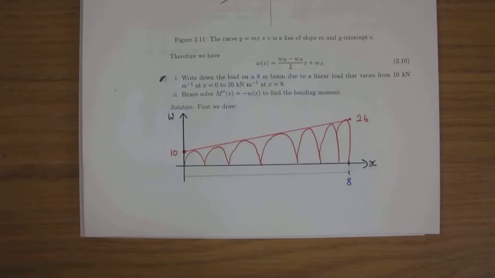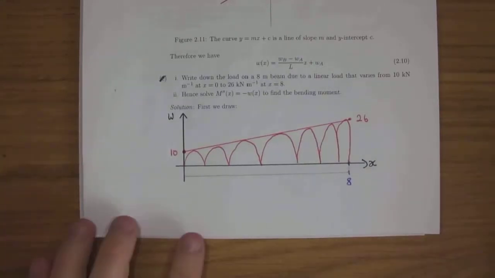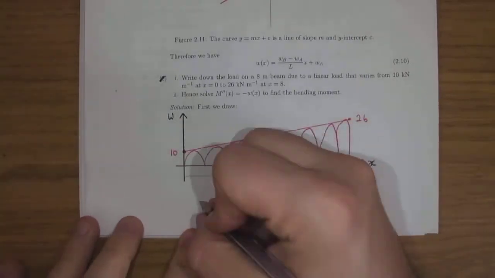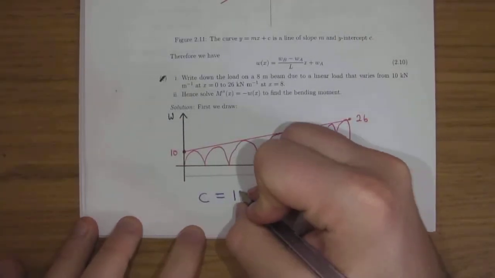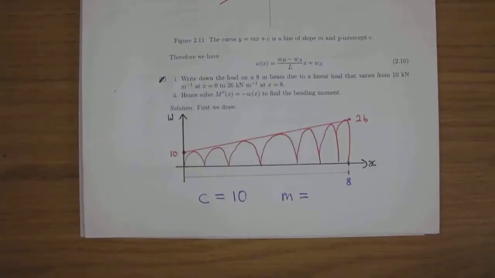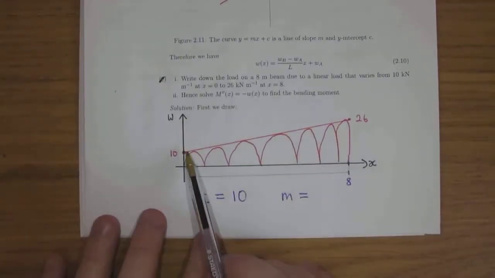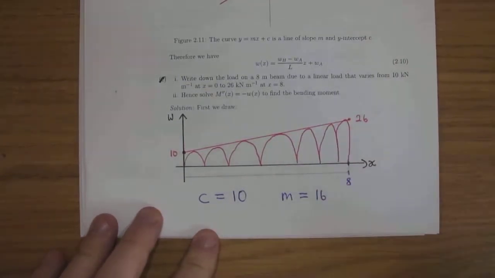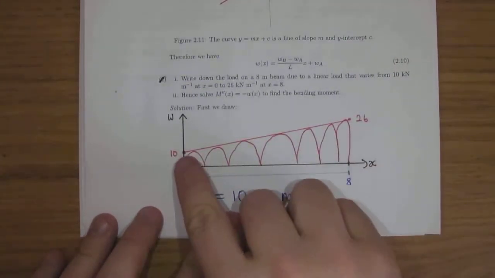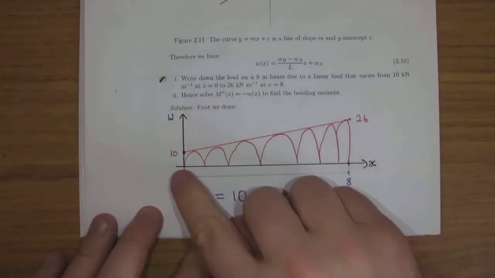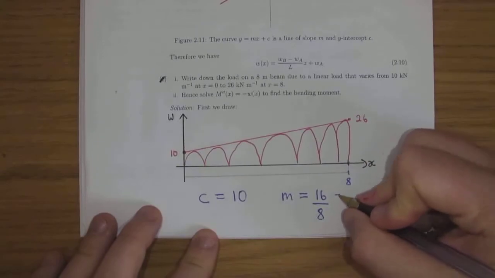So we're going to run with y equals mx plus c. The c is where it cuts, which is 10. And the m is the rise over the run. Now, if it goes down, the rise is negative. What is the rise as you go from 10 to 26? Well, it's 16. And what's the run? 8. So as you go up 16, divided by a run of 8, equals 2.